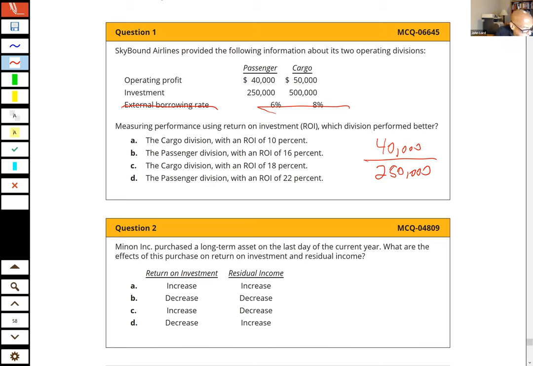And so for our passenger division, I'm just going to put pass up here. It was 40 divided by 250. What's that, 16%? And for the cargo, it was 50,000 divided by 500,000. And that gave us 10%. So which is better? The passenger division, with an ROI of 16%.